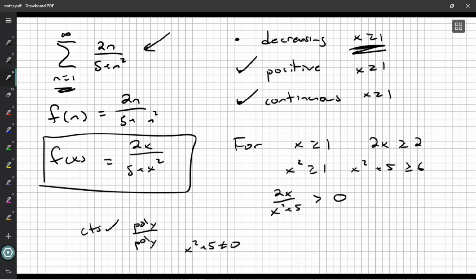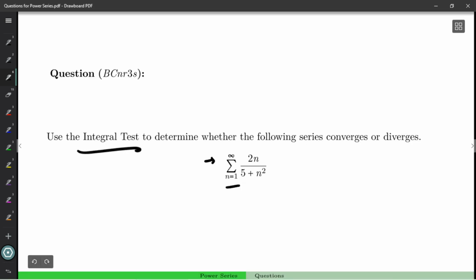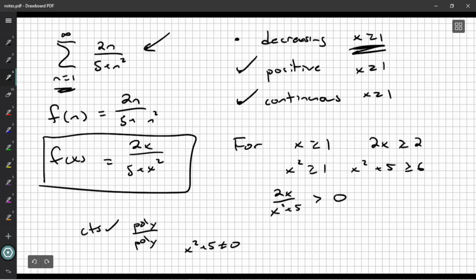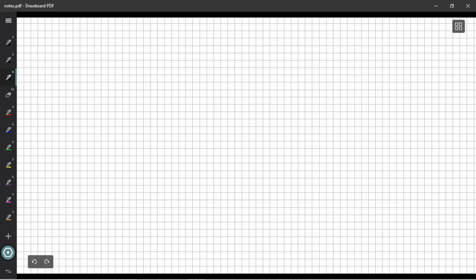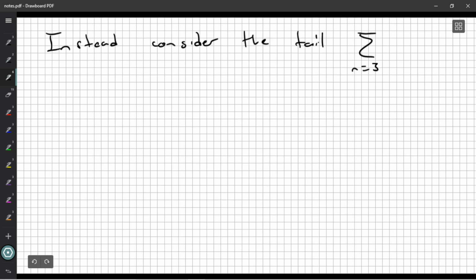Okay. So what do we do in this situation? Pack up, go home, integral test won't work? Well, no, they said use the integral test. So what do? Well, we just make it so this condition is satisfied. So we'll say instead, consider the tail. So we'll start with n equals 3 because that is past this point here. And we do have to make sure our integral test is satisfied.